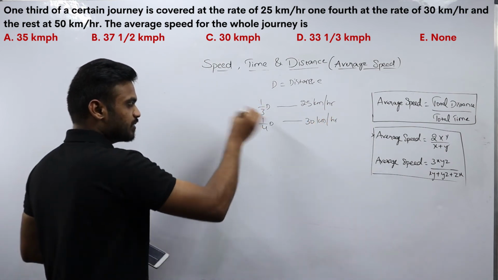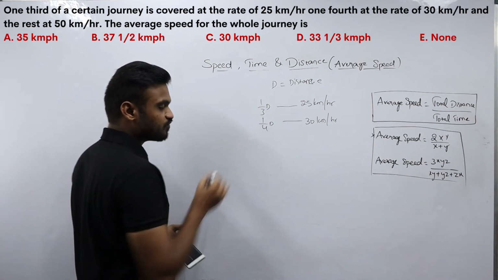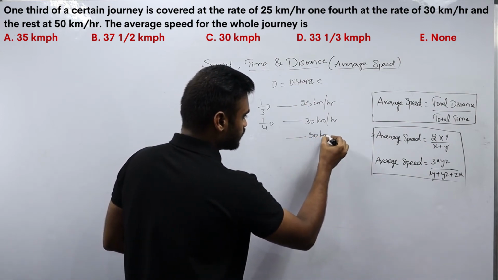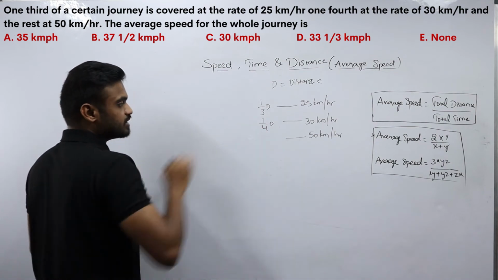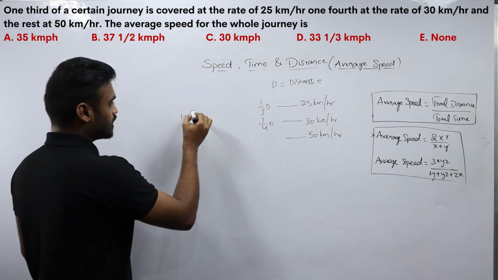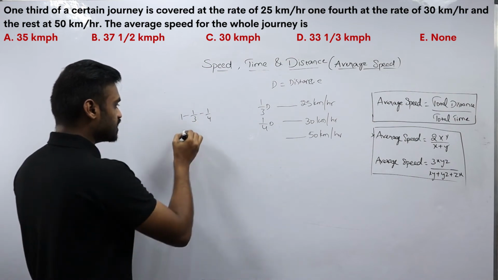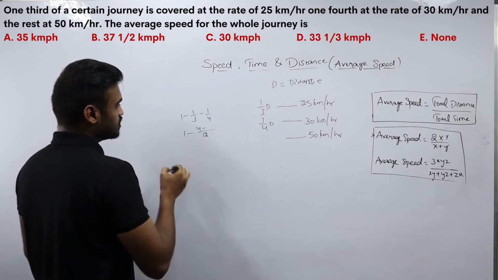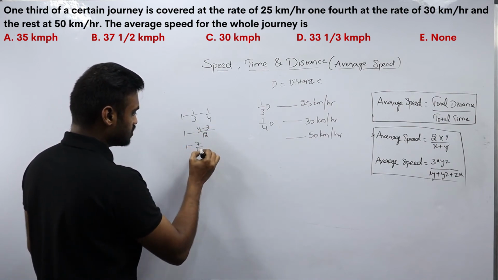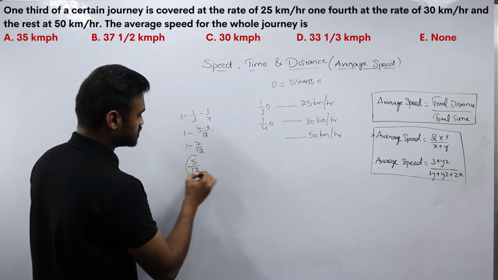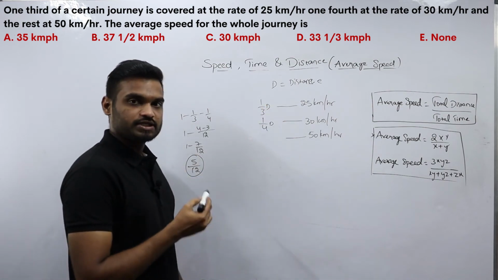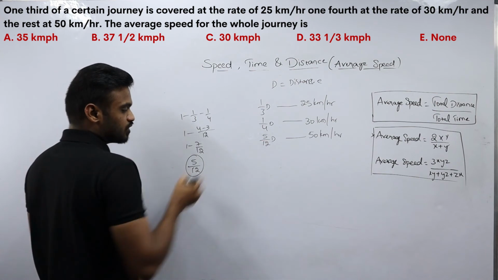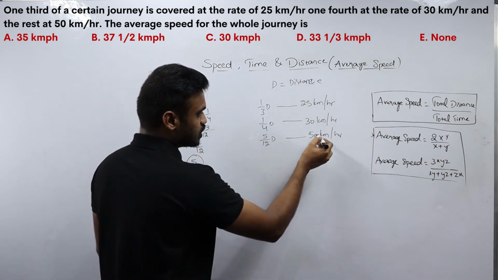Now what they are saying is the remaining distance. After completing 1/3 and also 1/4, the remaining distance is covered at a speed of 50 km per hour. Now what is the remaining distance that is incomplete? That is 1 minus 1/3 minus 1/4. The LCM of 3 and 4 is 12, so we get 1 minus 7/12, and the answer is 5/12 of the total distance. So after completing 1/3 and 1/4, the distance remaining is 5/12 of the total distance, and this is covered at 50 km per hour.